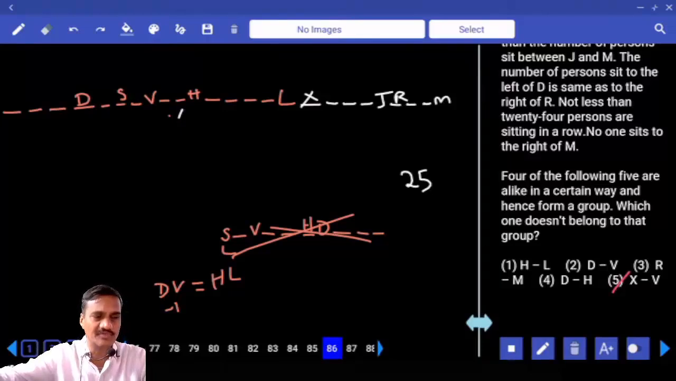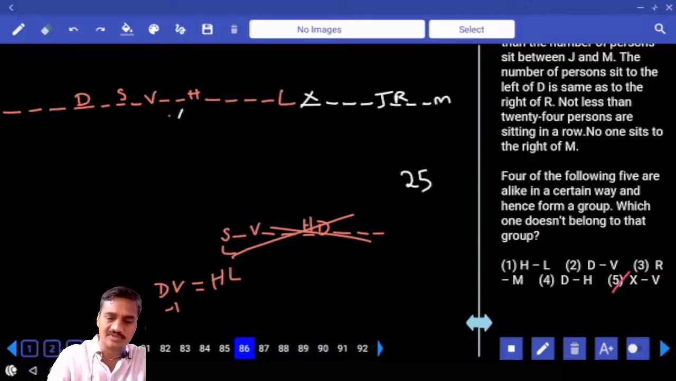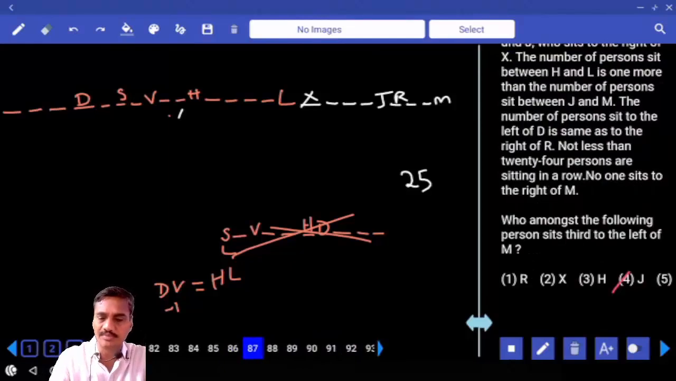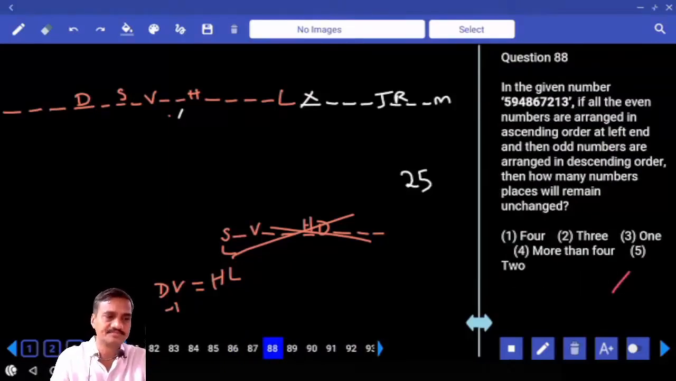And who among the following persons sits third to the left of him? Third left of M is R, that is choice 1, question number 87. 87, it is choice 1. Then 88 onwards.